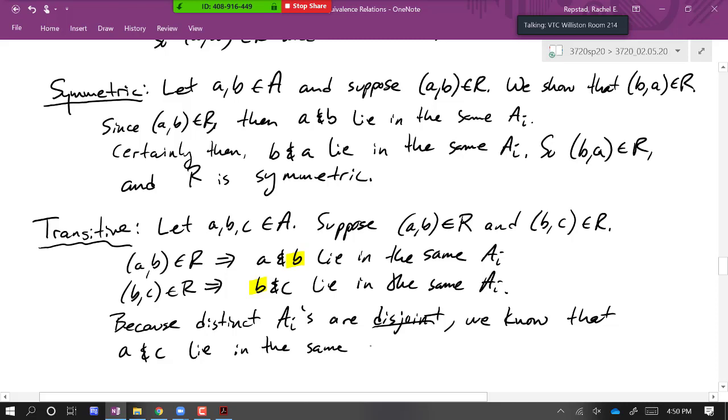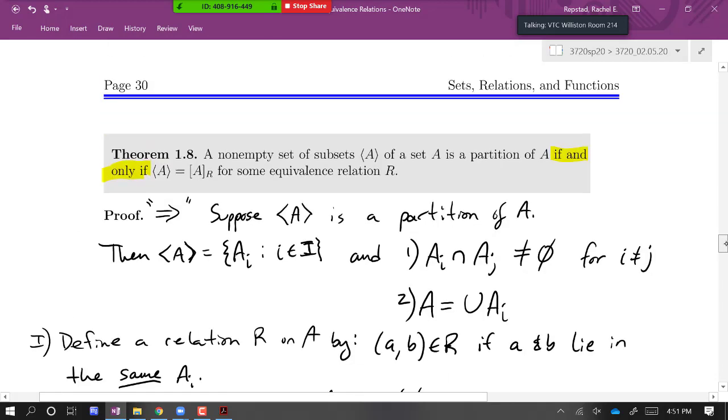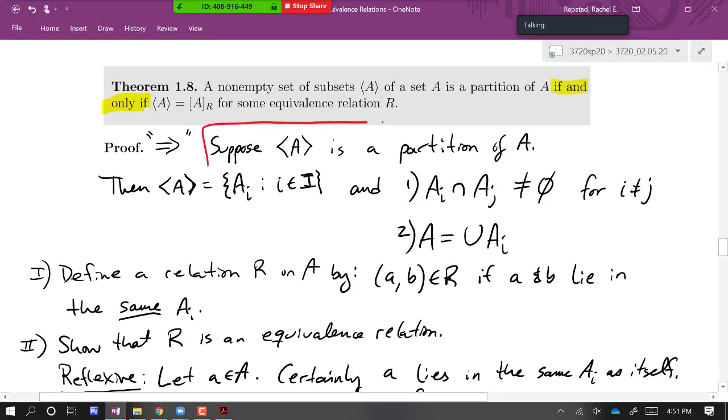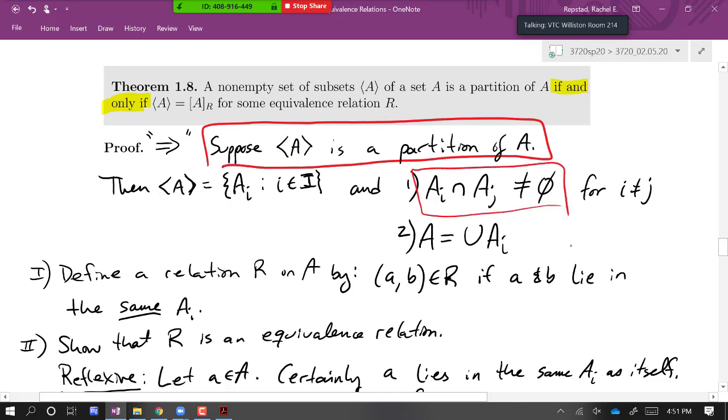That makes us say that distinct A sub I's are disjoint. Why can we say that? Is that what you're saying? Yeah, because we started by saying, suppose we have a partition. And part of being a partition is that the distinct A sub I's are disjoint. They're non-overlapping. It's a set of sets that are non-overlapping, but account for the whole set A.